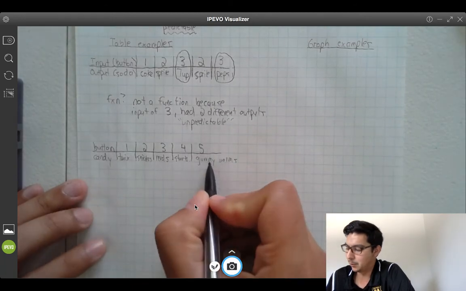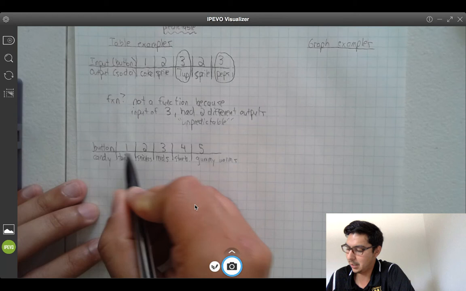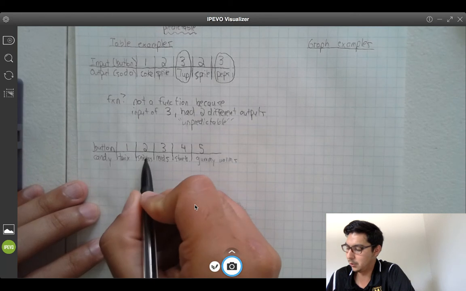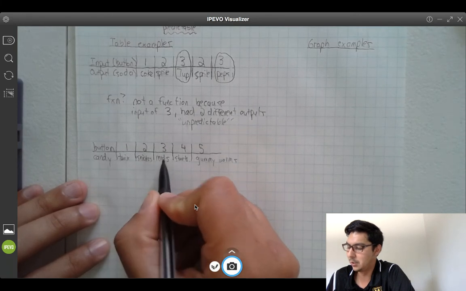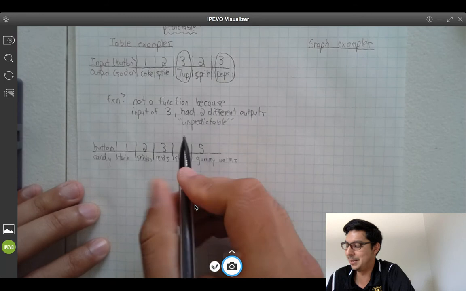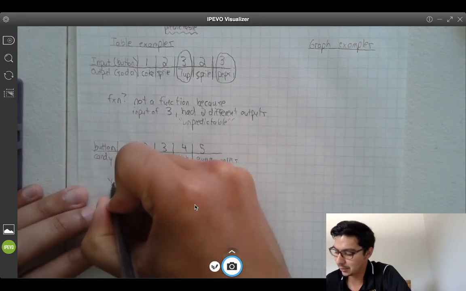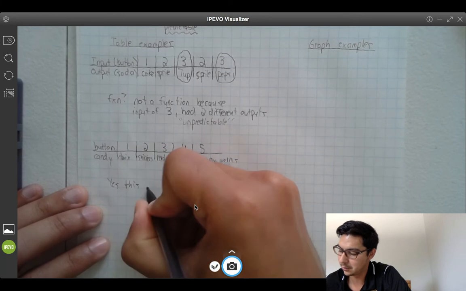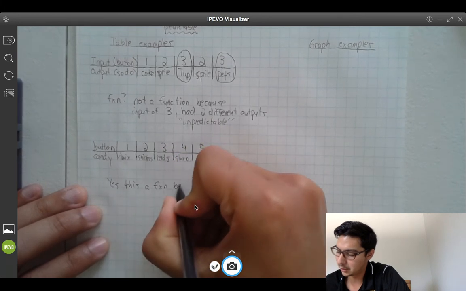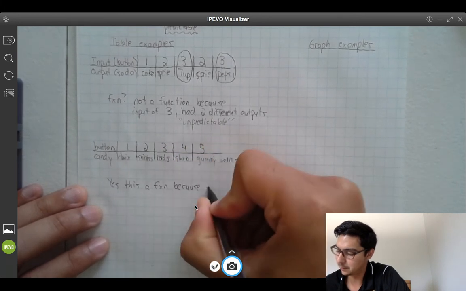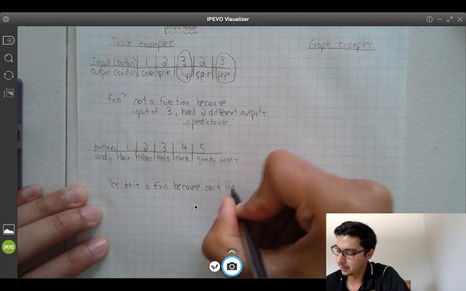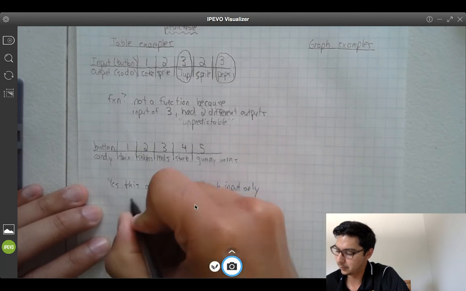And 5 gummy worms. So does each input have an output? Yeah, 1 has Twix, 2 goes to Snickers, 3 goes to Nerds, 4 goes to Starburst, and 5 goes to gummy worms. So yes, this is a function because each input only goes to one output.